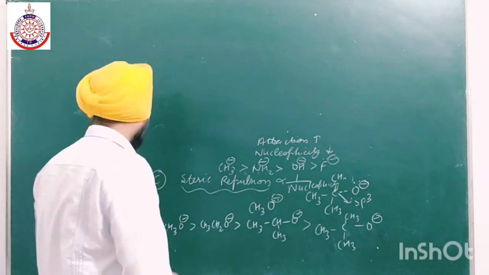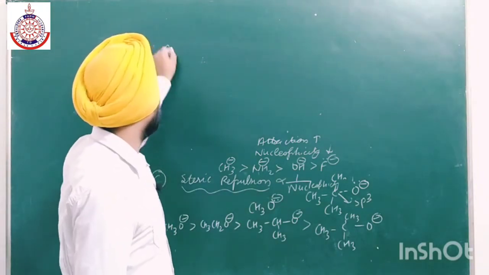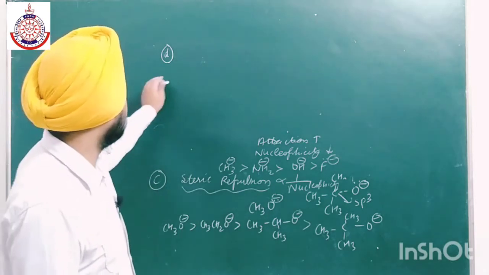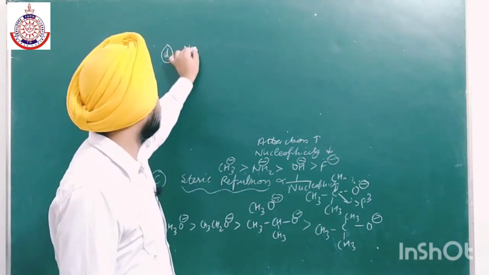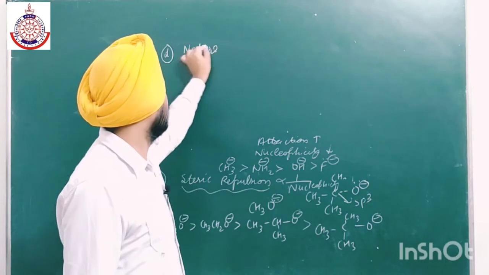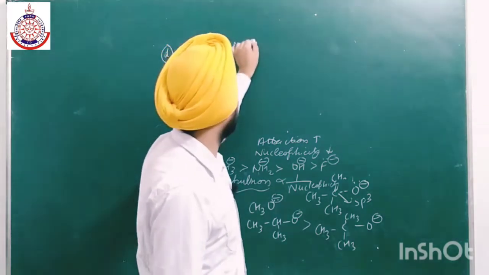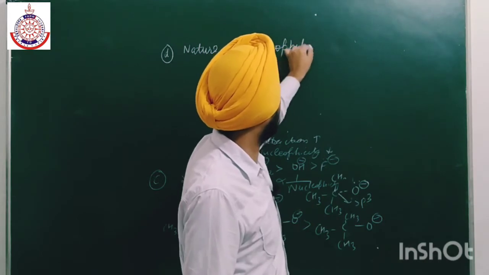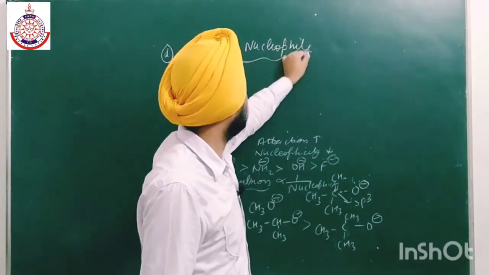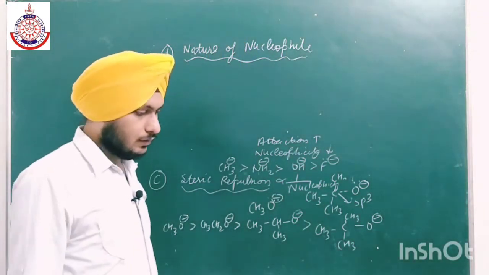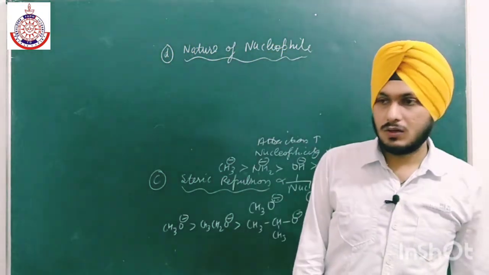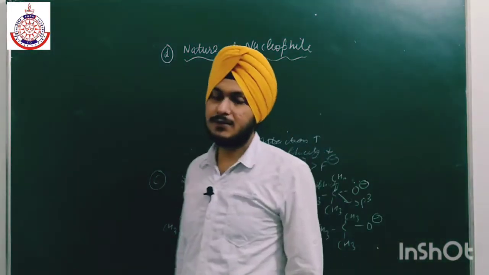The fourth factor is the nature of nucleophile, and the fifth factor is the effect of solvent. We have already discussed this in the previous lecture. So the nature of nucleophile: the tendency to donate the electrons of a negatively charged species is more.